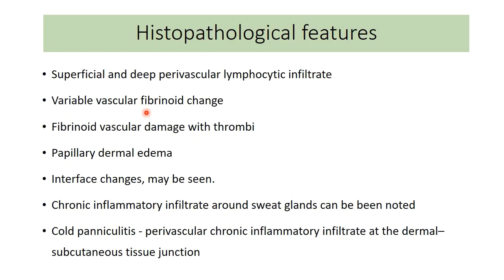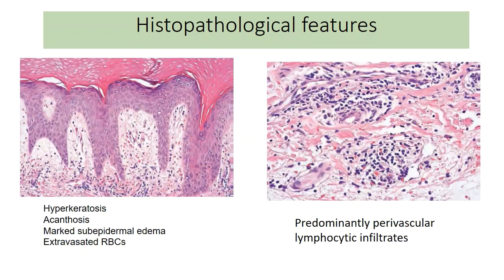The histopathological features are superficial and deep perivascular lymphocytic infiltrate, variable vascular fibrinoid change with thrombus formation, papillary dermal edema and interface changes can be seen. The chronic inflammation can be seen around the sweat glands and cold paniculitis. Here the perivascular chronic inflammation is seen at the dermal and subcutaneous junction. These are the histopathological features.